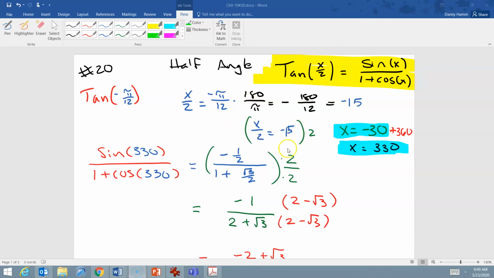So we're going to be multiplying by 2, here in green, to give us negative 30. So that is the value of x. If we look at the identity, it says sine of x over 1 plus cosine of x. This is the x that we're going to be replacing it with.